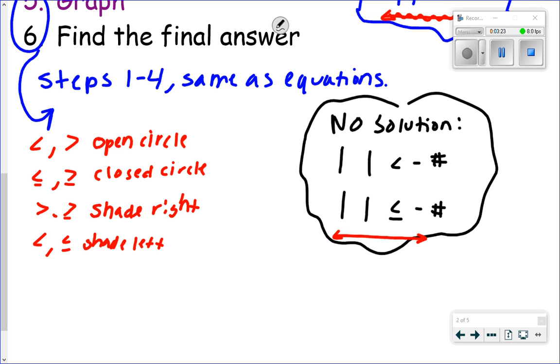All right, and then over on the left here in red pen, we've got outlined when to do an open and closed circle and when to shade right and when to shade left. So you're going to want to write those down as well. This slide is very important.